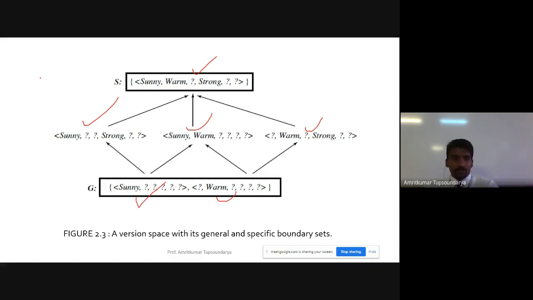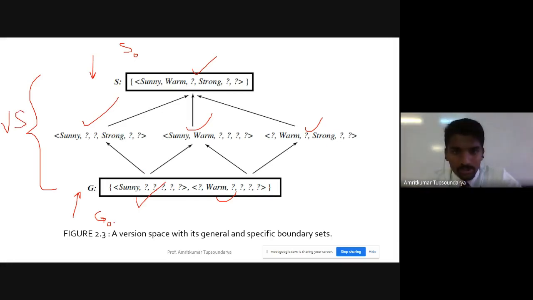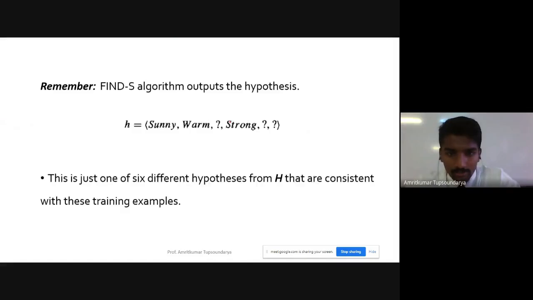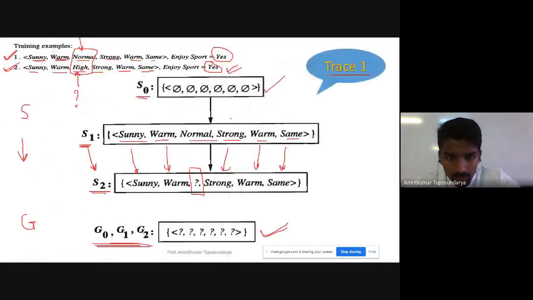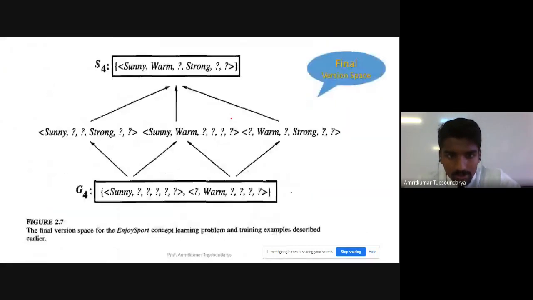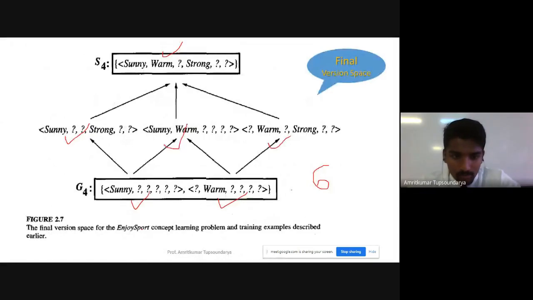So this will be our version space. Now, as you can see, from the most specific hypothesis and also the most general hypothesis, we have come somewhere in between to get this version space, right? So this is the output of our candidate elimination algorithm. And this is our final version space for this particular Enjoy Sport concept learning problem.